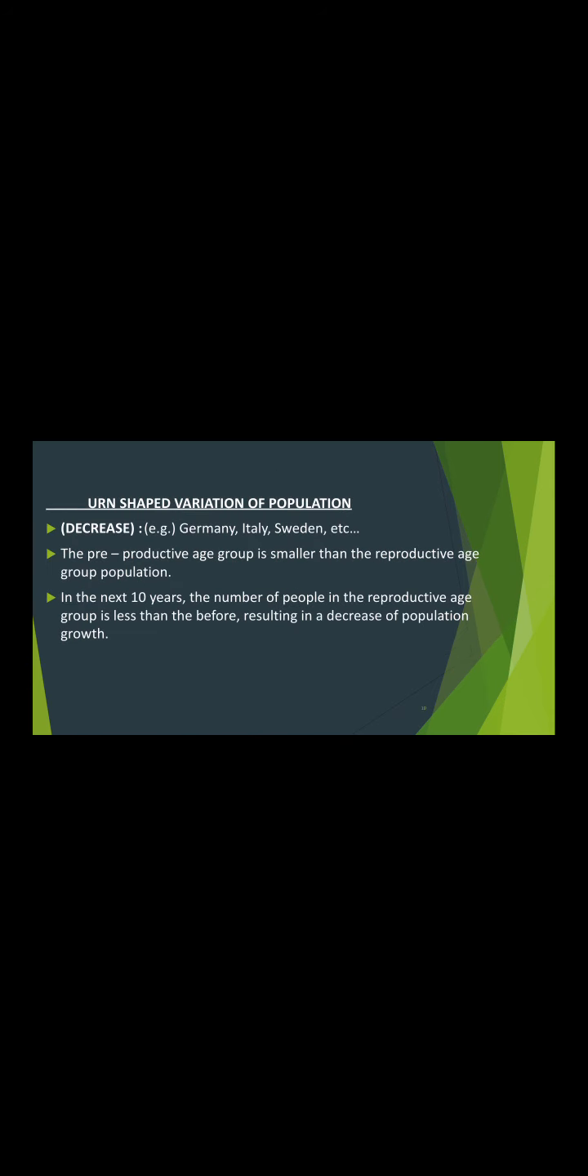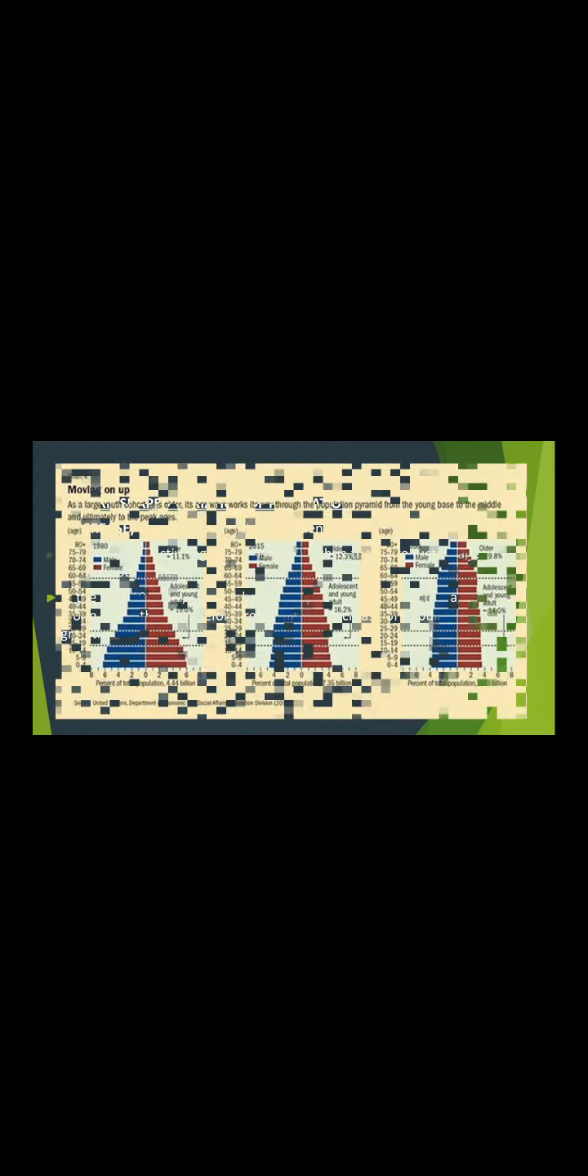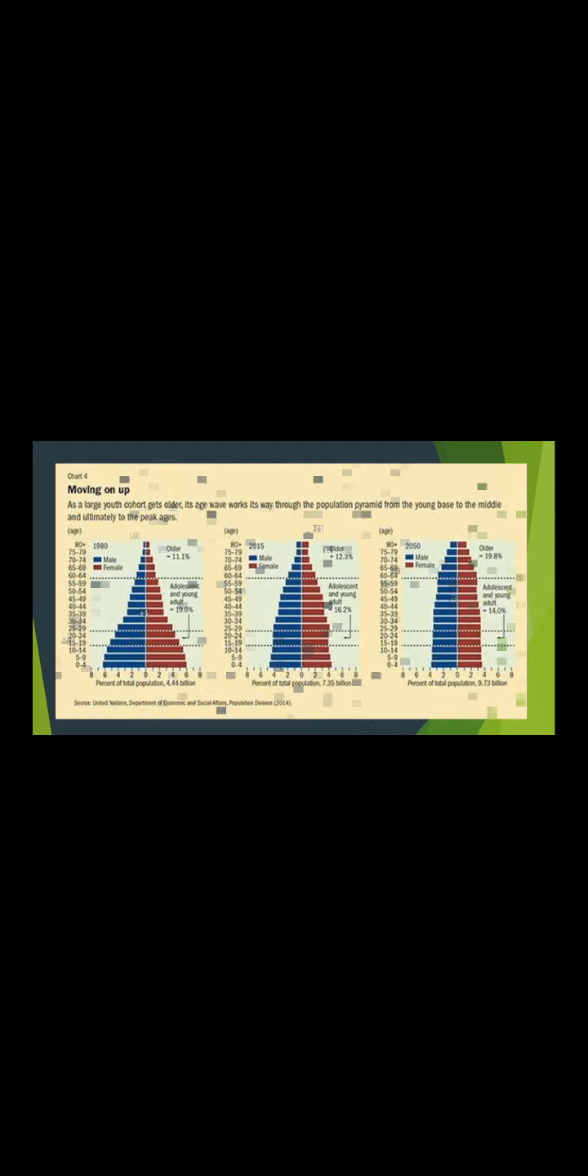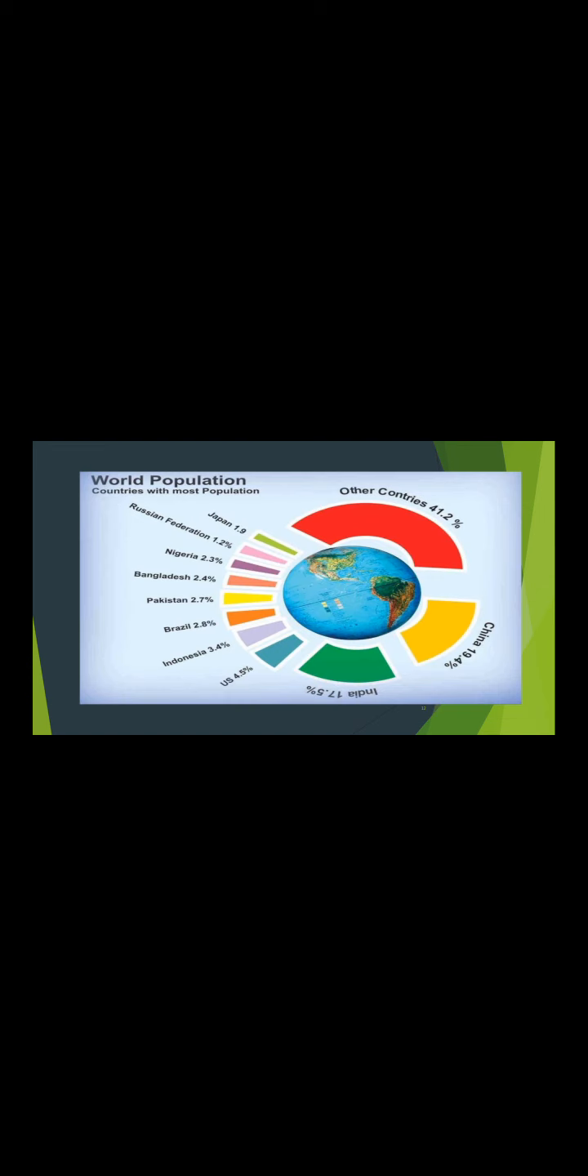Next one, we are going to see the urn shaped variation of population. This kind of population we can see in Germany, Italy, and Sweden. Here there will be a decrease of population. The reason is the pre-productive age group is smaller than the reproductive age group population. In the next 10 years, the number of people in the reproductive age group will be less than before, resulting in a decrease of population. Look at the picture. First one shows the pyramid, second one is the bell shaped, third one is the urn shaped.